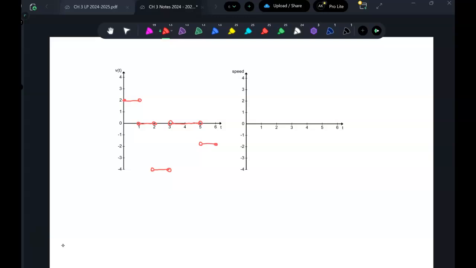Now, when we graph the speed, anything that's below the x-axis just gets reflected above the x-axis. If it's already above the x-axis or on it, we leave it there. So this is going to stay the same, this is going to stay the same, this one's going to stay the same. The part that goes from 2 to 3 is going to get shifted up from negative 4 to positive 4. And the part that goes from 5 to 6 that's at negative 2 will just get reflected up to positive 2.